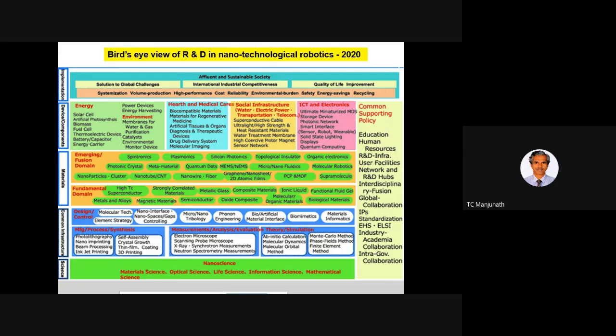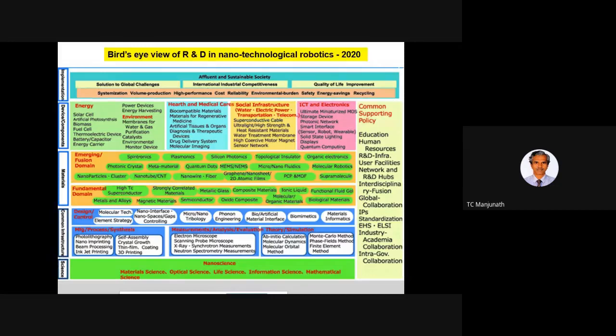He's a chemistry man. So you can see health issues, social, ICT and electronics, community supporting energy, environment, water purification. So many areas I have given you a bird's view of: composite materials, life sciences, material sciences, optical sciences, mathematical modeling, etc. This is a bird's view of what you can take up as further research in the nano field.